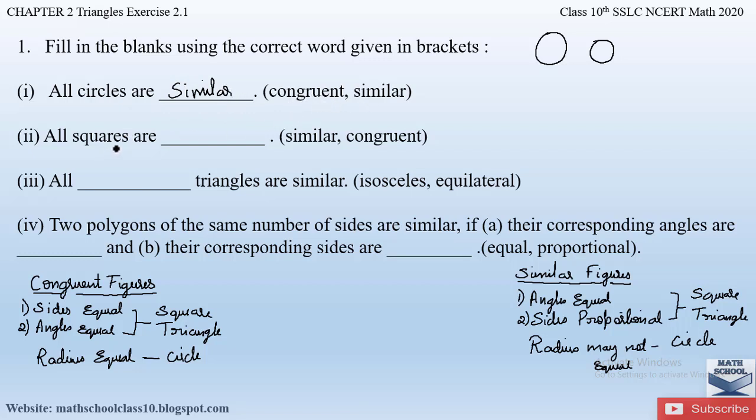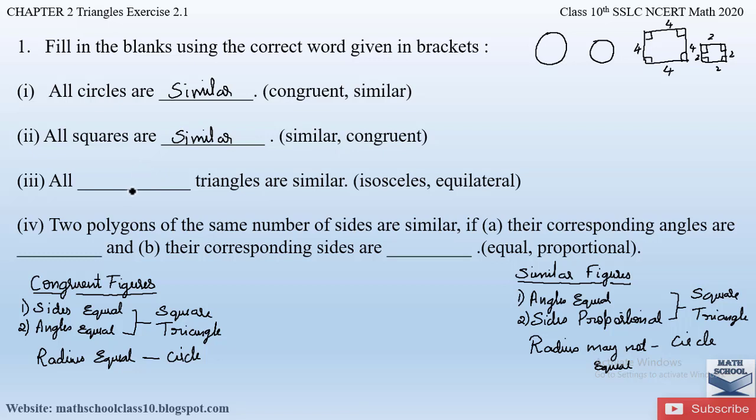The second part of the question is all squares are similar or congruent. Again, if you take two squares, these two squares have the same angles, okay? They will have equal angles, that is 90 degrees at all the four corners, but the sides of these two squares are not equal. Okay, the sides can be proportional. If this square has sides of 4, 4, 4 and 4, this square will have sides of 2, 2, 2 and 2. So the sides, you can see, are proportional but they are not equal. So again, all the squares can be similar and they cannot be congruent.